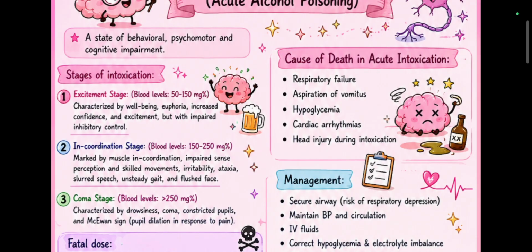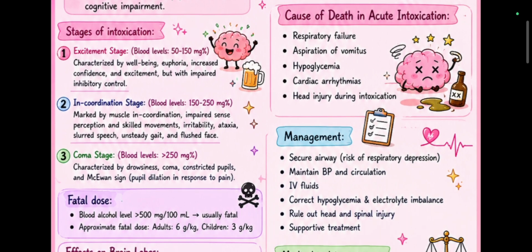In incoordination stage, blood level 150 to 250, marked by muscle incoordination, impaired sense, perception, and skilled movements, irritability, ataxia, slurred speech, unsteady gait, and flushed face. Everything which includes muscle incoordination, impaired sense, perception, skilled movements, irritability, ataxia, slurred speech, is just one level more than excitement stage. And third one, coma stage, as the name suggests, the person goes into coma, blood levels greater than 250 mg%. Characterized by drowsiness, coma, constricted pupils, and McEwen sign.